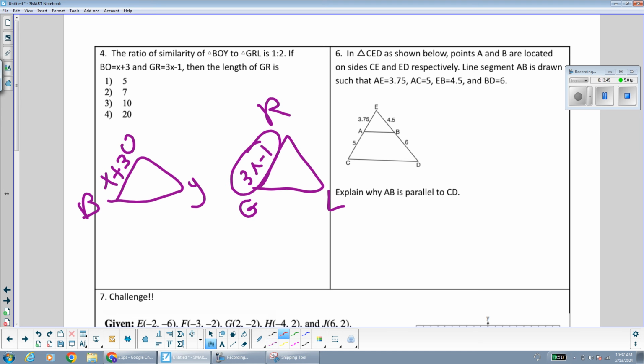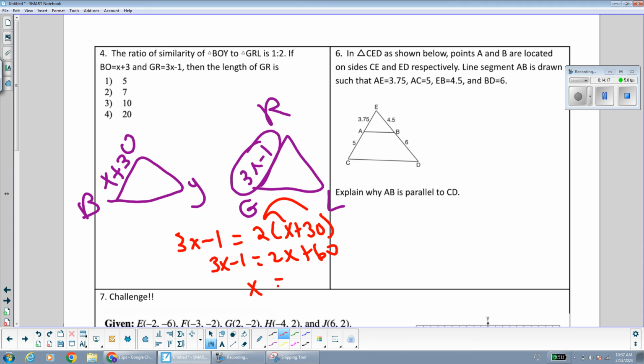So I can use the ratio to set up an equation because I know that to get the bigger side, I would have to double the smaller side because it's a 1 to 2 ratio. So to get from the smaller one to the bigger one, I would have to double it. So I can just distribute. And let me really quickly solve my equation. Subtract 2x, add 1.